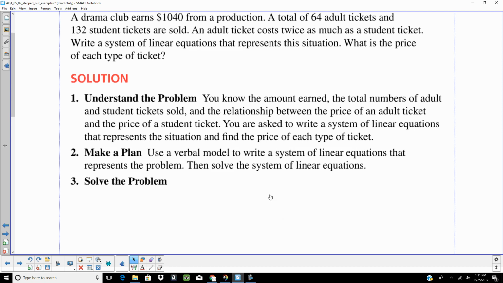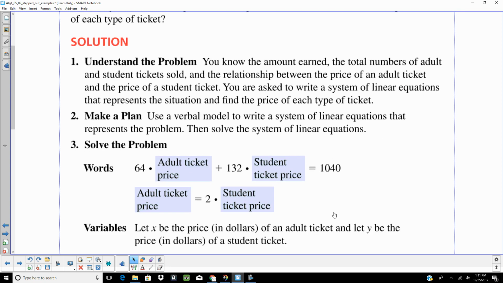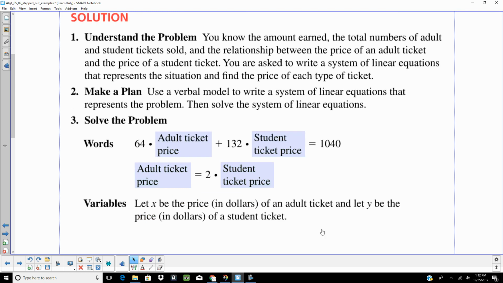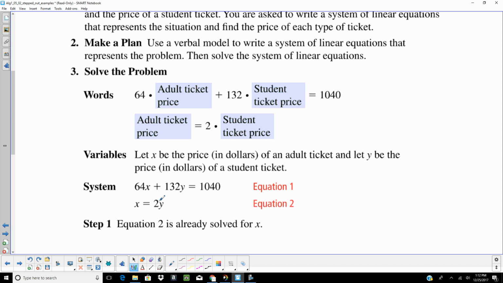So let's go ahead and solve that. 64 adult plus 132 student is 1040, and the adult ticket is twice the student price. You can choose what variables you want, but we'll let x be the adult and y be the student ticket prices. So there are my two equations. I'm going to use substitution because that x is solved for. Take that equation right here, and I'm going to put it in for x.